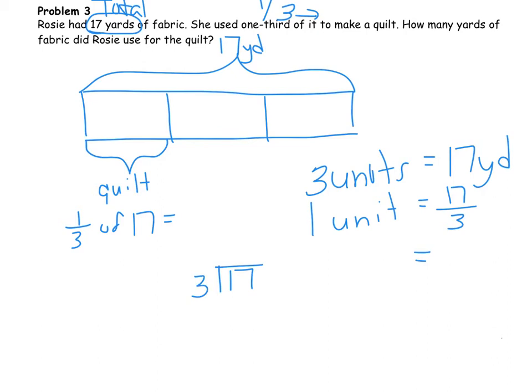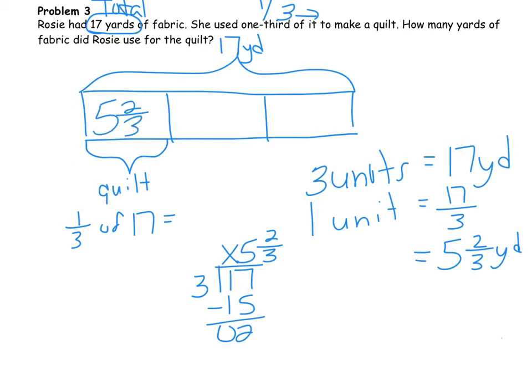1 divided by 3, or how many 3's fit into 1? Can't do it. So how many 3's can fit into 17, or 17 divided by 3? 5. 5 times 3 is 15. Subtract 2, 0. 2 is my new numerator. Denominator stays the same. So 1 unit is equal to 5 2/3 yards. So I know that this is 5 2/3. So 1/3 of 17 for my quilt is 5 2/3 yards. Make sure you showed all your work.